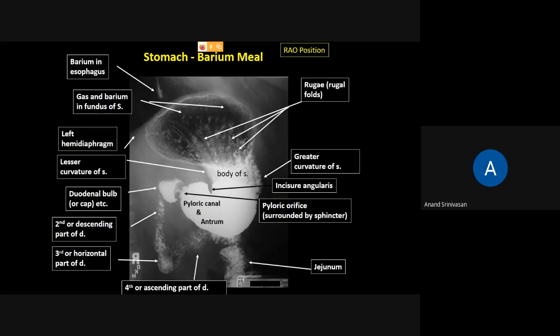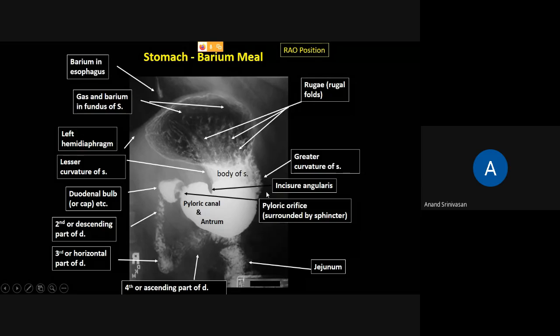So we take a series of X-rays to look at which part the barium is in. Suppose I want to study the small intestine, I will take the X-rays at 15 and 30 minutes. If I want to study the large intestine, I'll take them at 30 minutes, 1 hour and 2 hours. It depends on which organ you think there is going to be a pathology in, and you take X-rays correspondingly. So this is called the barium meal series.